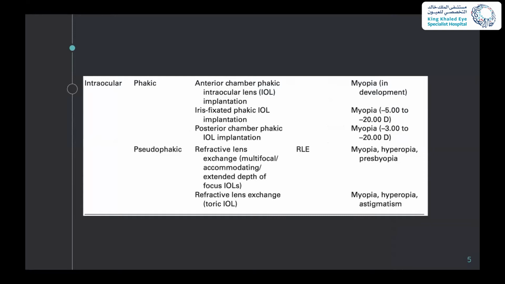Intraocular procedures, either phakic or pseudophakic procedures, such as anterior chamber IOL or iris-fixated IOL, posterior chamber phakic IOL such as ICL, or sometimes it includes the removal of the lens. An example of that is a clear lens extraction with a multifocal accommodating lens, extended depth of focus IOL, or a toric IOL.